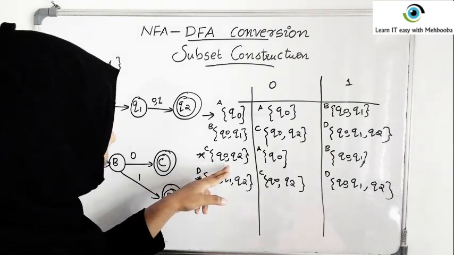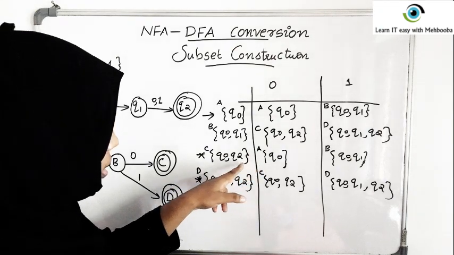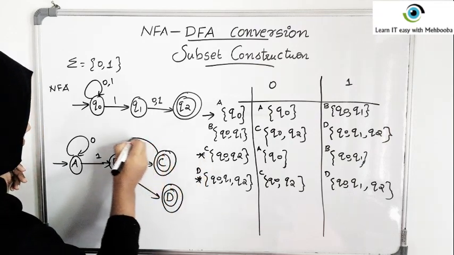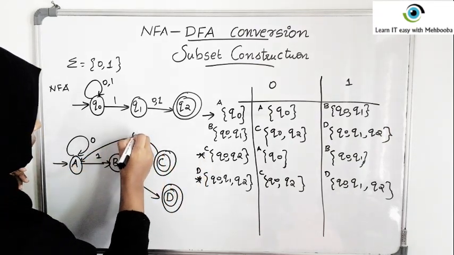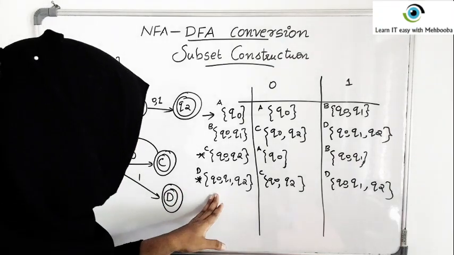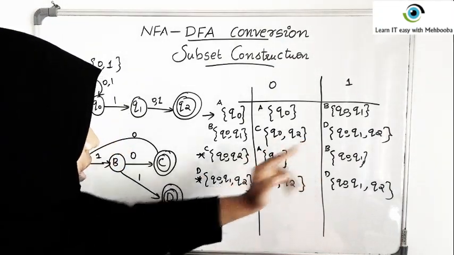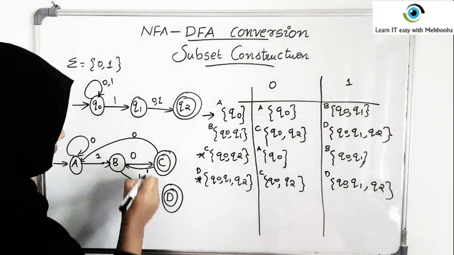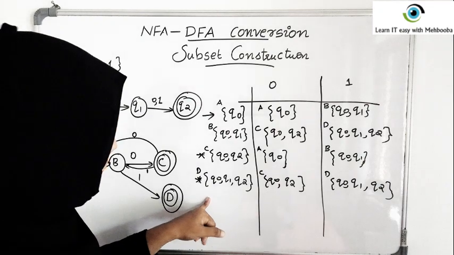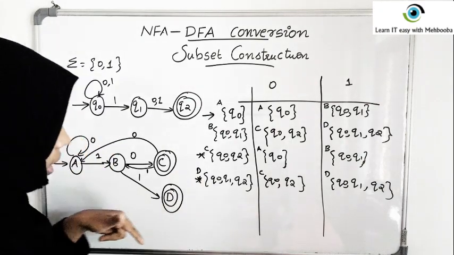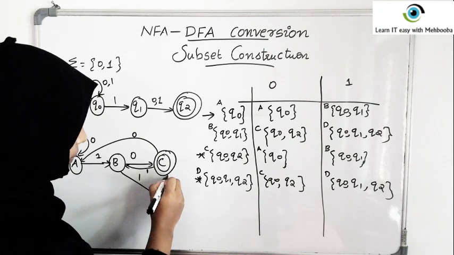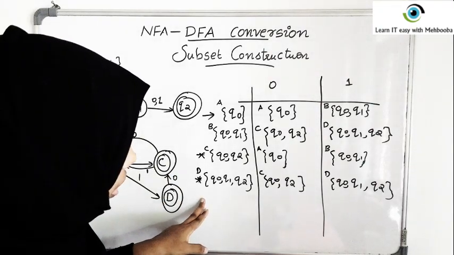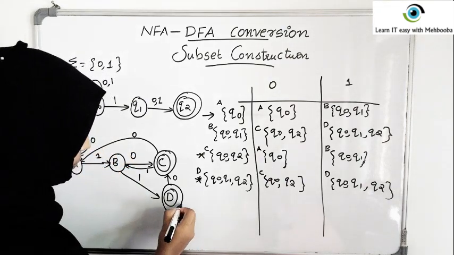Okay. Now, when you apply 0 to C, you will get A. Now, when you apply 1 to C, you will get B. Now, when you apply 0 to D, you will get C. Now, when you apply 1 to D, you will get D itself.